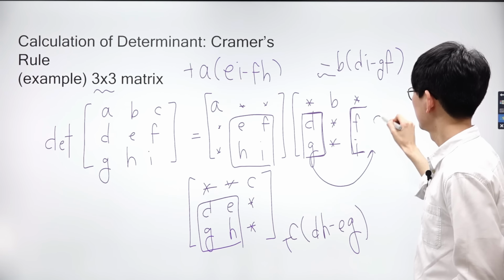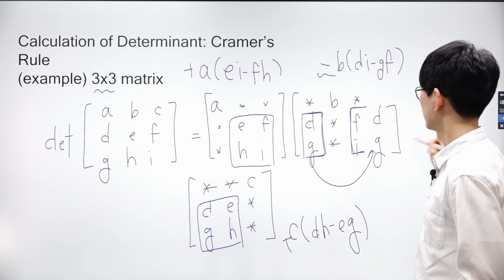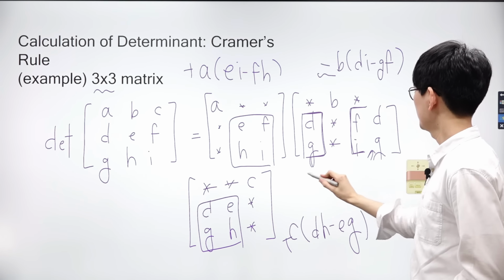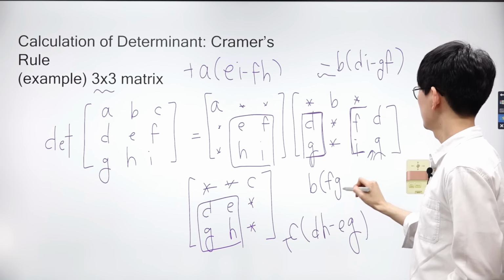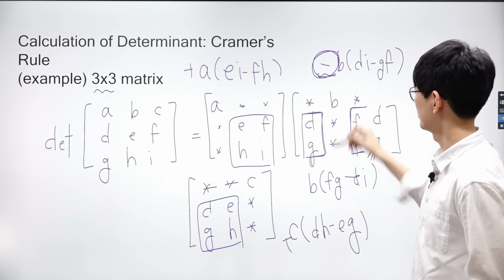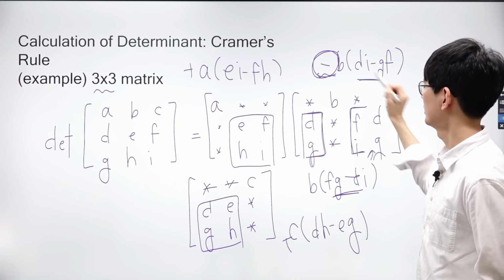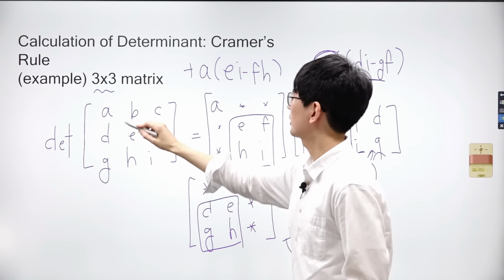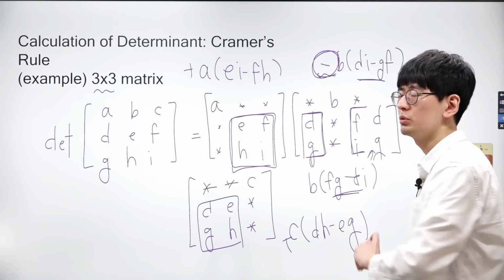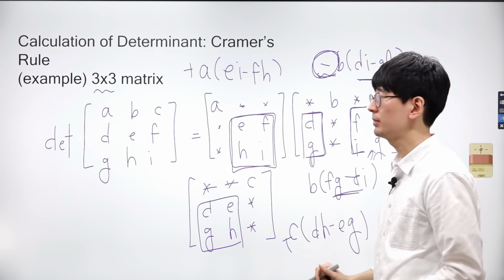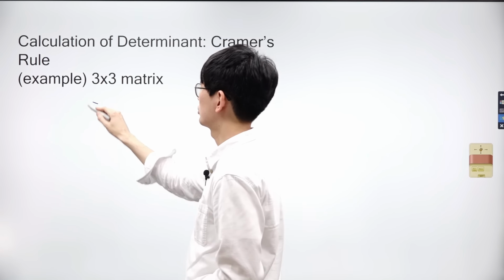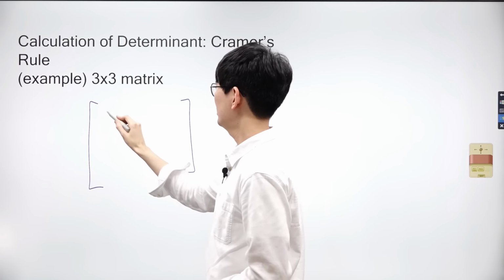Specifically, the 2x2 matrix associated with B in the expansion is formed by the elements F, I, D, and G. The determinant for that matrix is calculated as B times (FG minus DI). We put a negative sign in front of B because the order of DI and GF is switched. To calculate the determinant of a 3x3 matrix, we split the matrix into 3 parts and sum the results from each. The process is similar when calculating the determinants of a 4x4 matrix.